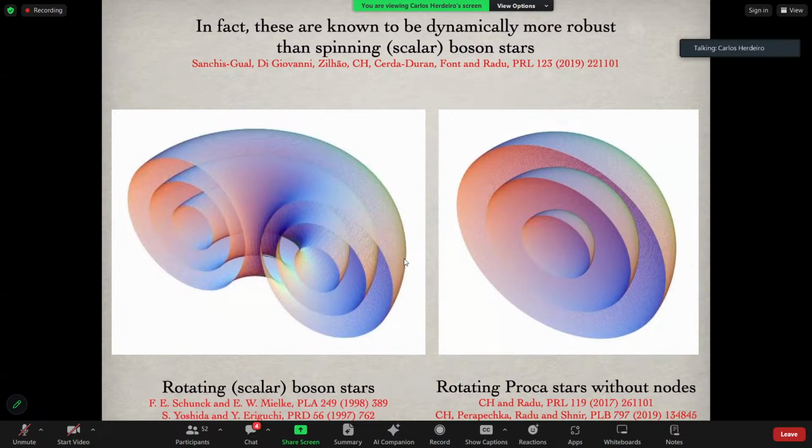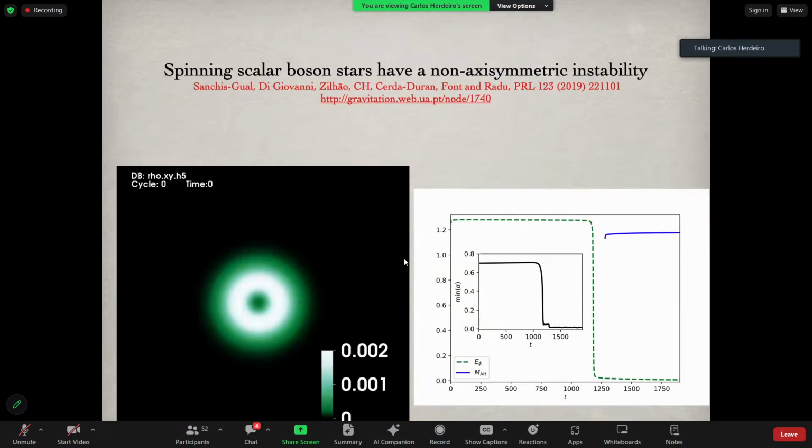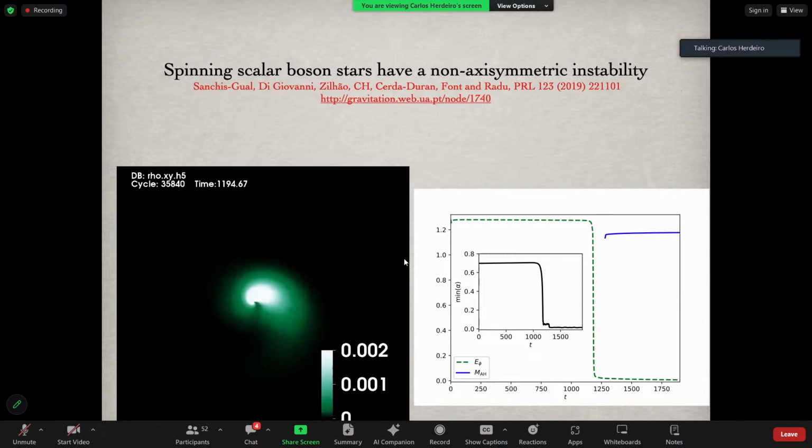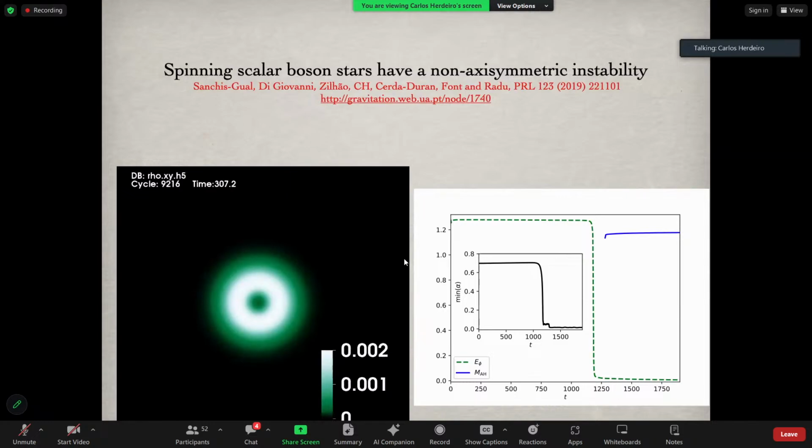But it was found a few years ago that these rotating scalar stars, all of them in this mini model that is without self-interactions, are all unstable. They break down against a non-axisymmetric mode. So this I can show you in a little movie. What you see here is the visualization of a fully nonlinear evolution of the Einstein-Klein-Gordon system in the left panel. The color code denotes the scalar field amplitude. So you're seeing it from above. So you see it's a toroidal thing.